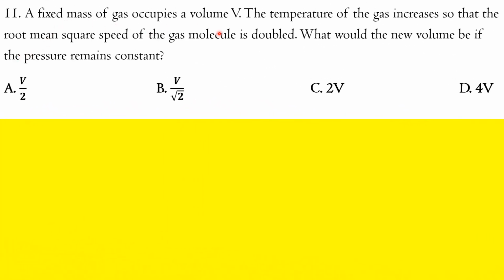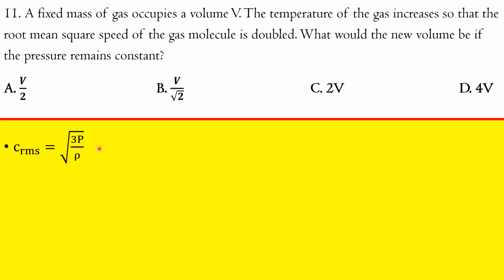A fixed mass of gas occupies a volume V. The temperature of the gas increases so that the root mean square speed of the gas molecules is doubled. What would the new volume be if the pressure remains constant? All right, so root mean square speed, of course, is the square root of 3 times pressure divided by density.